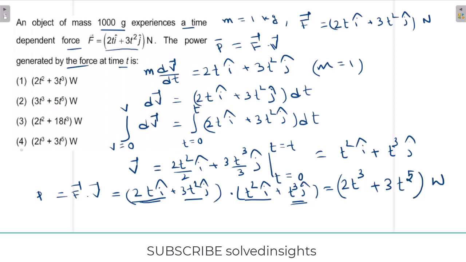So this is the answer, that is option 4, 2t cube plus 3t to the power 5 watt. This is the power generated at time t.